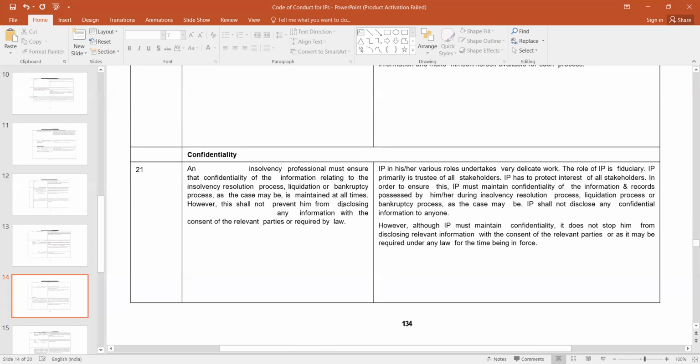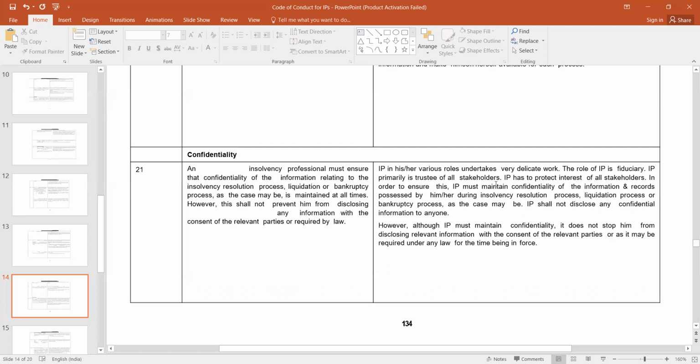So an IP in his or her various roles undertakes very delicate work. The role of an IP is fiduciary. An IP primarily is a trustee of all stakeholders. So they can frame questions like this: IP is trustee, yeah, beneficiary. IP has to protect the interest of all stakeholders.